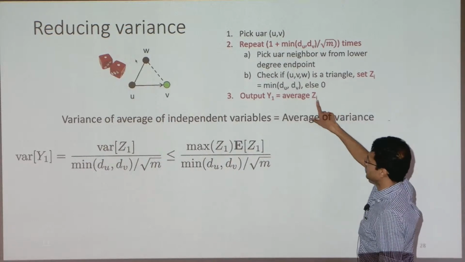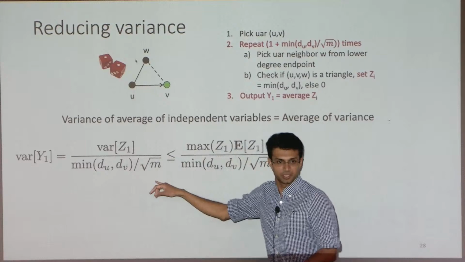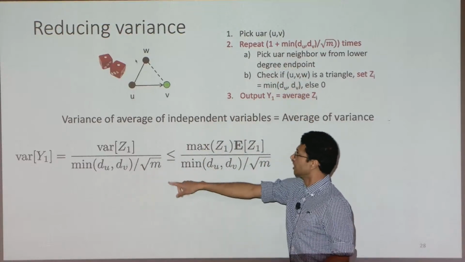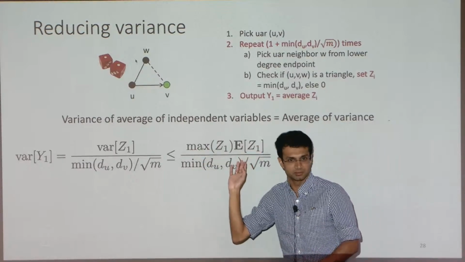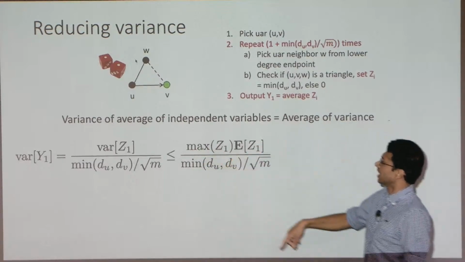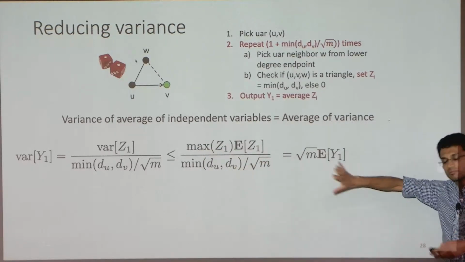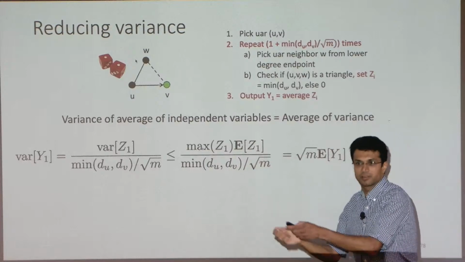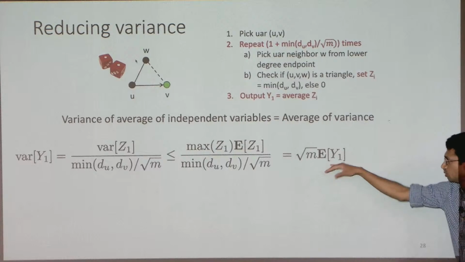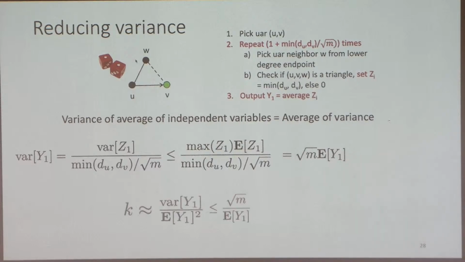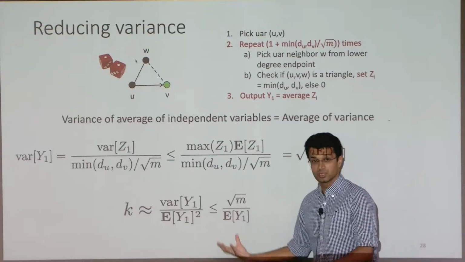It's the average variance of one of these zi's. So it's the variance of zi divided by the number of repetitions, that's min(du, dv) divided by root m. To analyze the zi, I just do max times the expectation. And the max of zi is min(du, dv). So I plug this in, they cancel each other out. And if you didn't follow that bit, it's just a matter of running the expressions. You'll get the variance of y1 is root m times the expectation. And essentially, again, when you plug this bound in, you'll get exactly what you want.